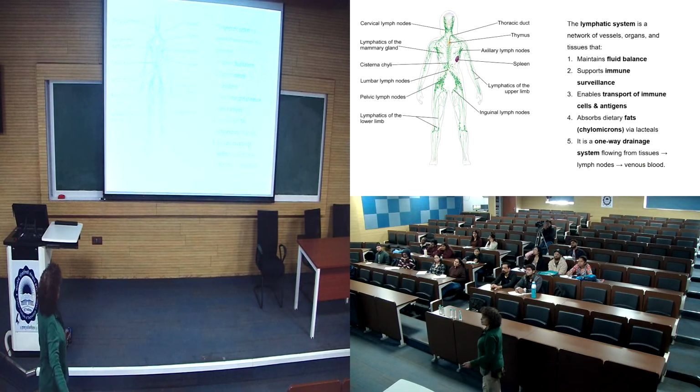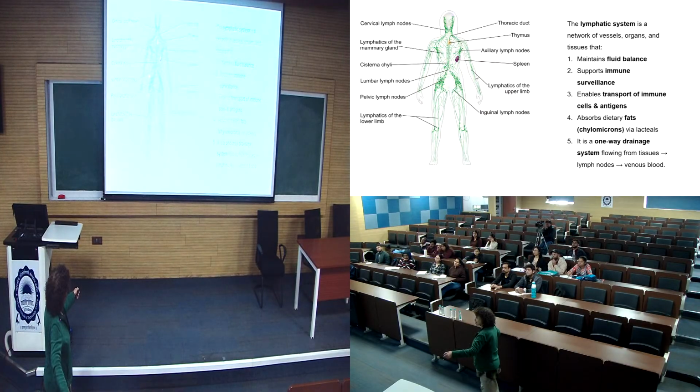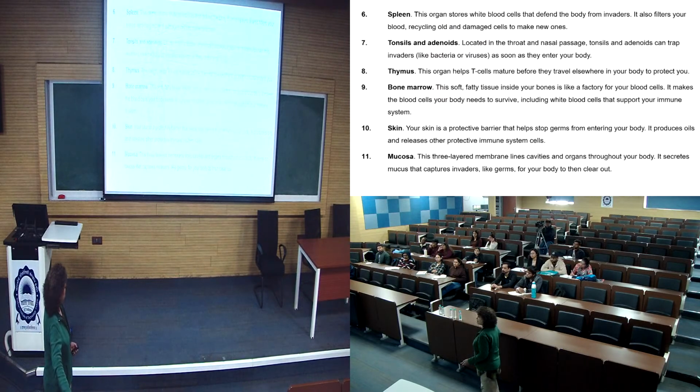You can see it is a more detailed picture of lymph nodes. It's really heavy in this area here. So it maintains fluid balance and supports immune surveillance. It is a one-way drainage system flowing from tissues to lymph nodes to the venous blood, and the venous blood is then purified. You guys know that, right?